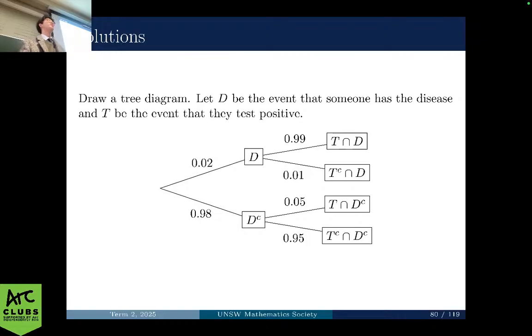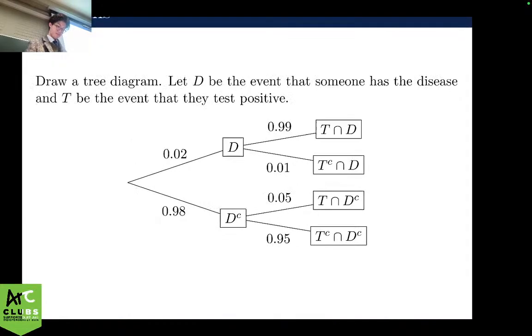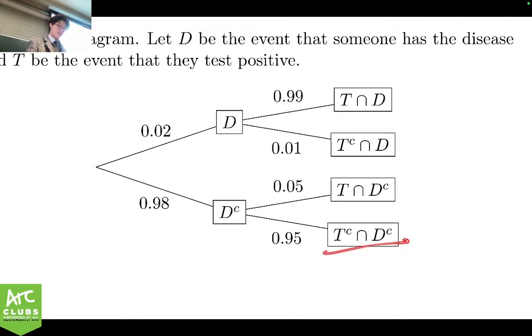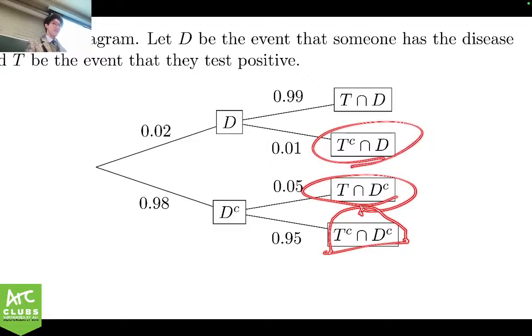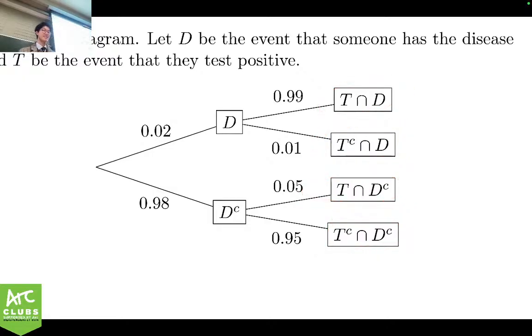Right, and so if you draw a tree diagram, it represents all these possibilities, where D is the event that someone has the disease, and T is the event that they test positive for the disease. So this is the event where they test negative and they don't have the disease, so it's good. Then this is the event where they test positive but they don't have the disease. Very bad, right? Also, not good would be when they test negative but they actually have the disease, and then they have the disease and they test positive, which is good.